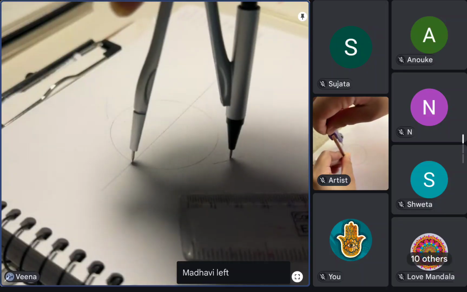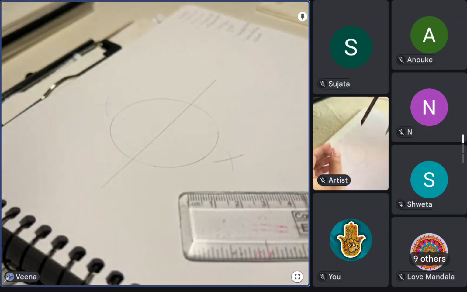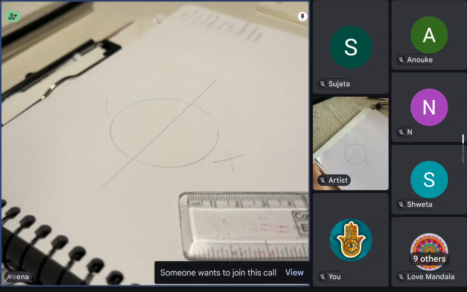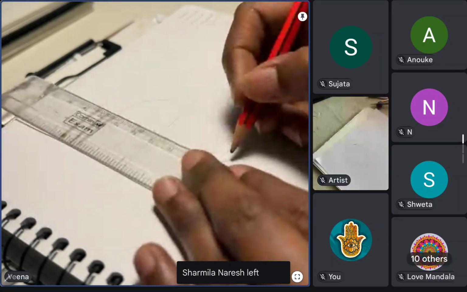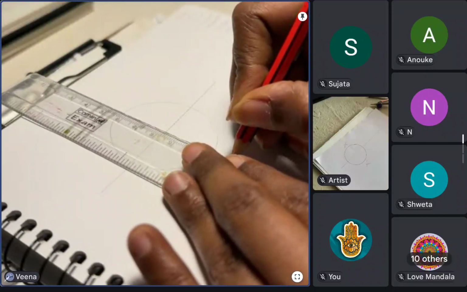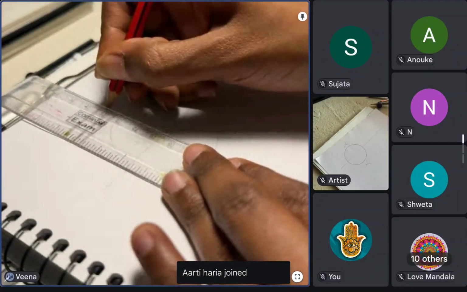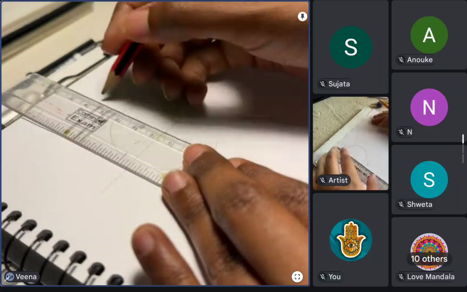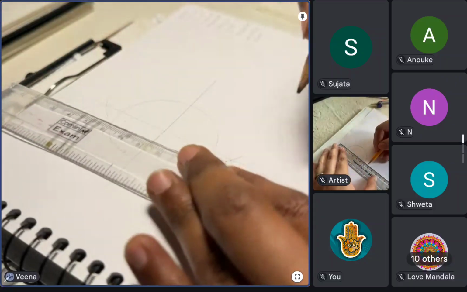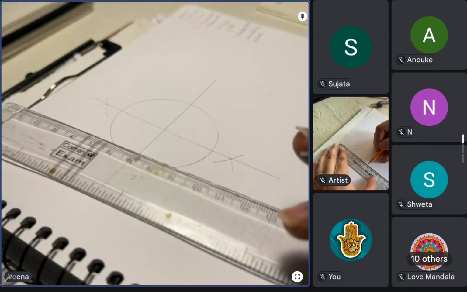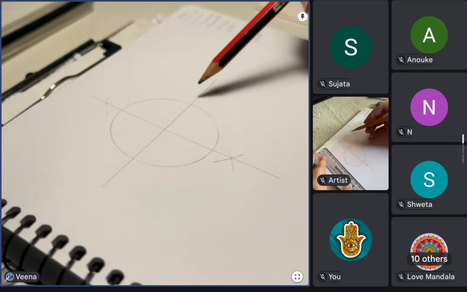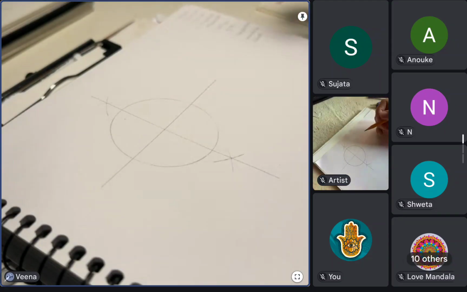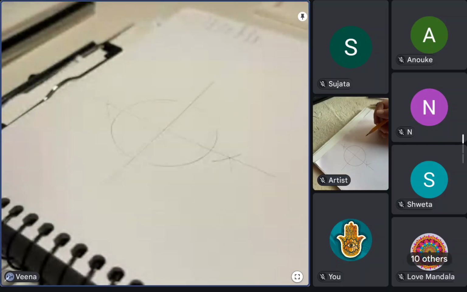Same thing as well on the other side. Don't change the measurements. And then we will just join that. So if you look at it, we have actually come to the point where we get our mandala starting point, right? We have the horizontal line and vertical line, and we have the circle. This is just a new way of getting the circle.